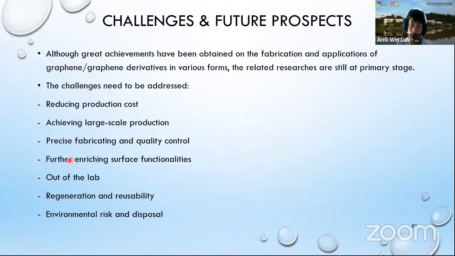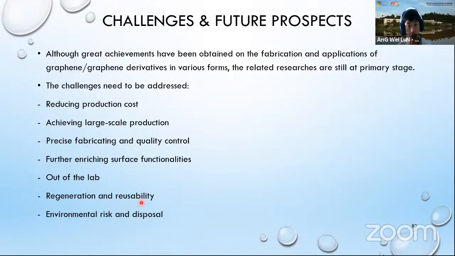And then of course, further enriching the surface functionalities. We can functionalize it with a lot of materials to have a better performance. And out of the lab: most of the studies are conducted in lab conditions, with synthetic solutions and single pollutants. So we need to conduct more real-life applications, like using real wastewater or maybe using a mix of pollutants, so that we can get better results that better reflect the applicability and feasibility of these graphene materials in wastewater treatment. And regeneration and reusability.